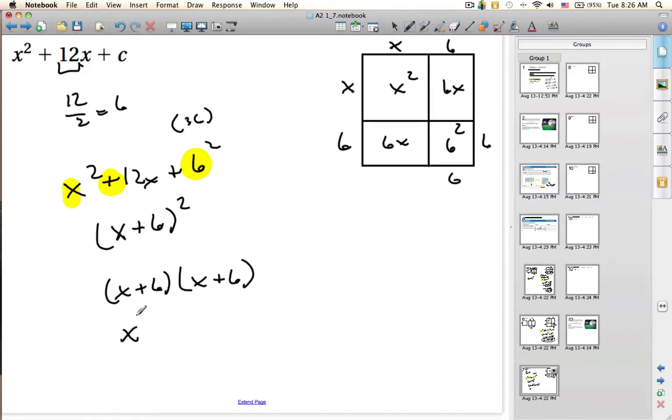So x times x is x squared, x times 6 is 6x, 6 times x is 6x, and 6 times 6 is 36. X squared plus 12x plus 36. That checks out to what I thought I was going to make. Okay? And this square, if you work with a square like this, it will help you stay focused on getting these values correct.